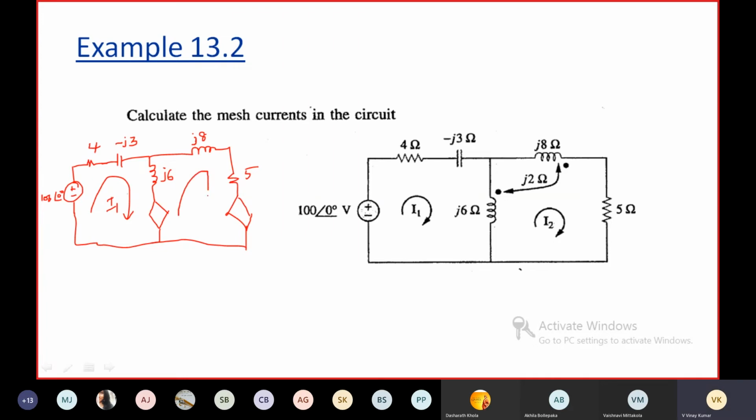I1, I2. j2 is the, j2 is equal to what? j omega M, that is the mutual inductance.